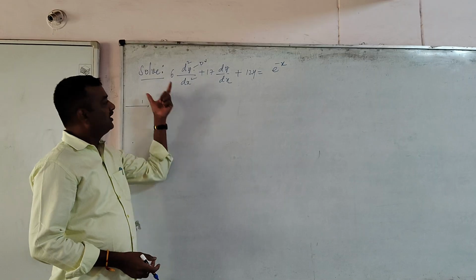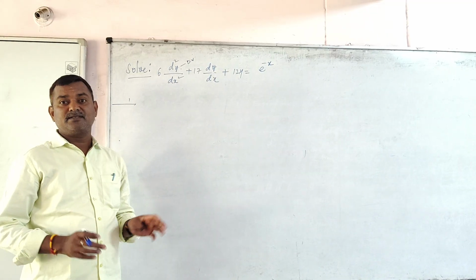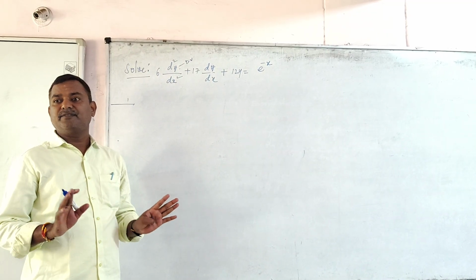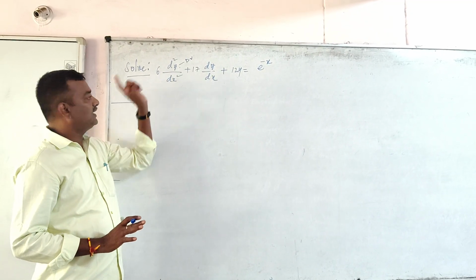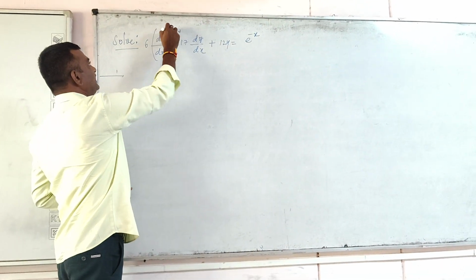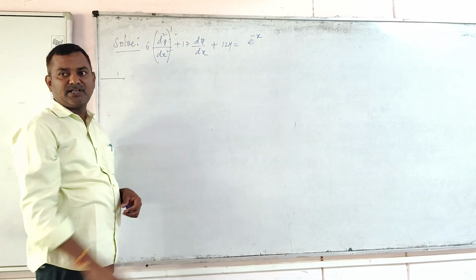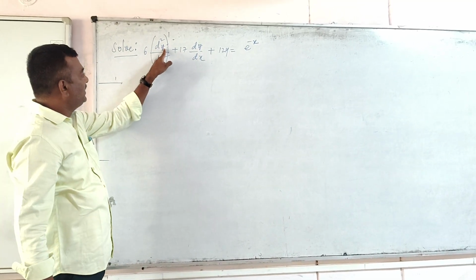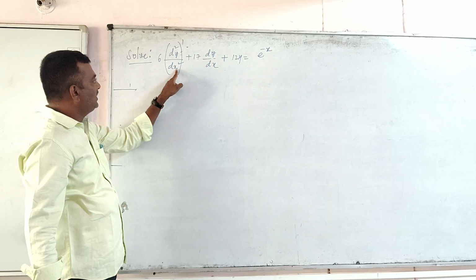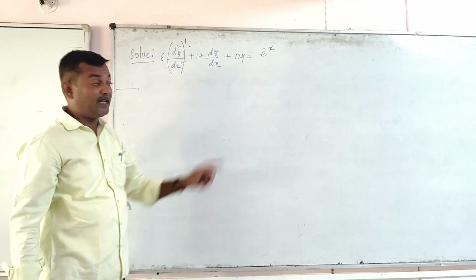Example based on type 1, type 1 of non-homogeneous higher order differential equation, but they are linear. Linear means, look at the highest order derivative by its degree. Its degree is always 1, means it's a linear differential equation of higher order. Dependent variable is y, independent variable is x, and since the right side is exponential means it is type 1 example.